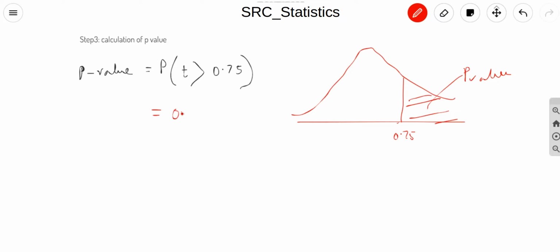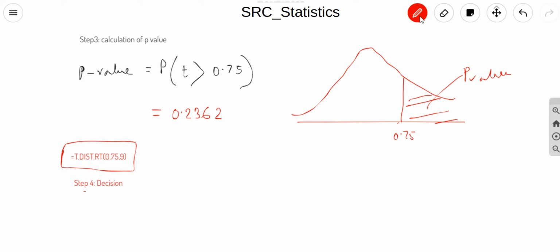From the Excel formula, the p-value is found to be 0.2362. I have shared the formula for the p-value using Excel. T.DIST.RT in brackets 0.75, that is the value of the test statistic, comma, the degrees of freedom, that is 9. Using this you can calculate the p-value for a right-tailed t test.